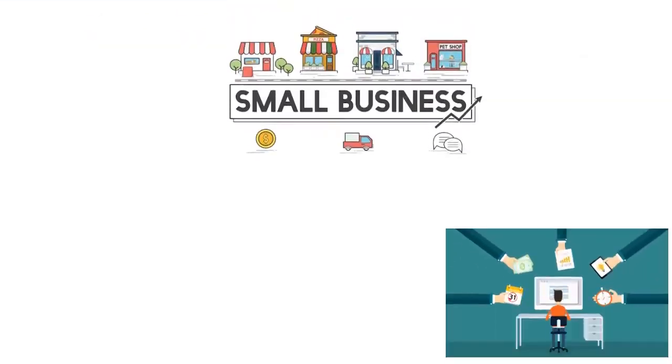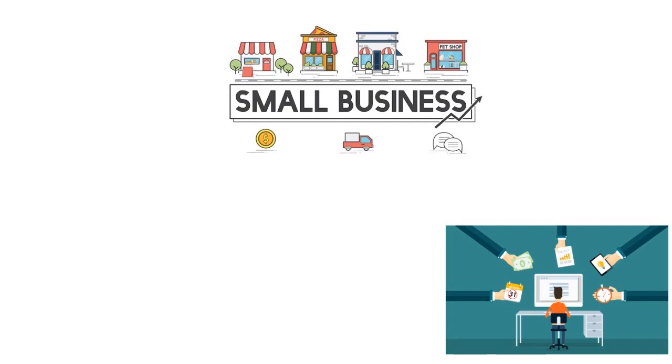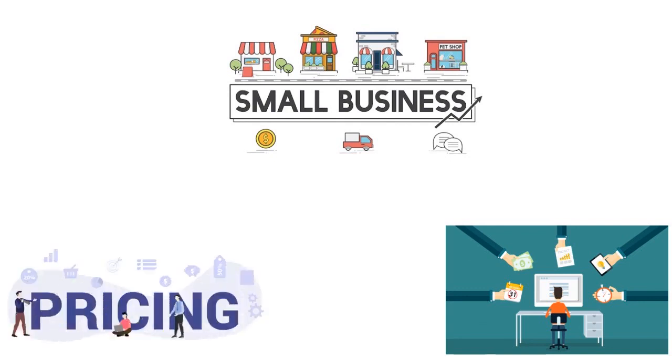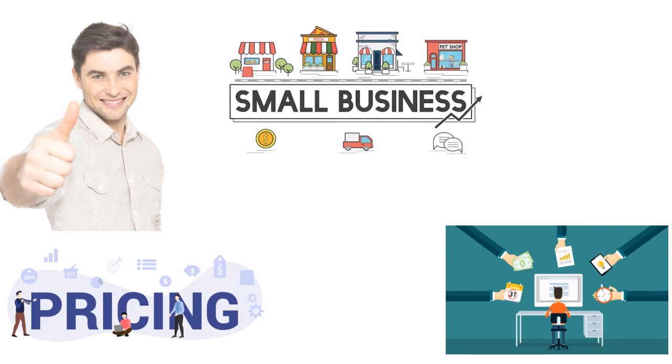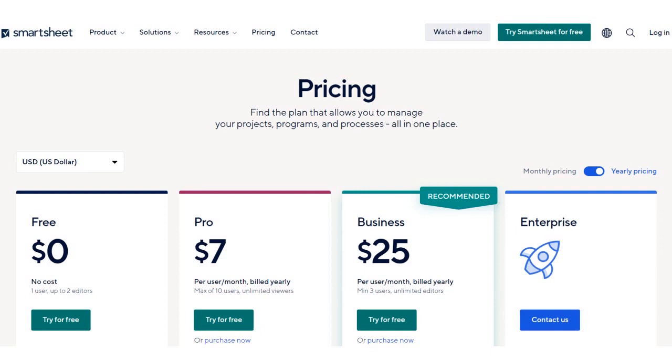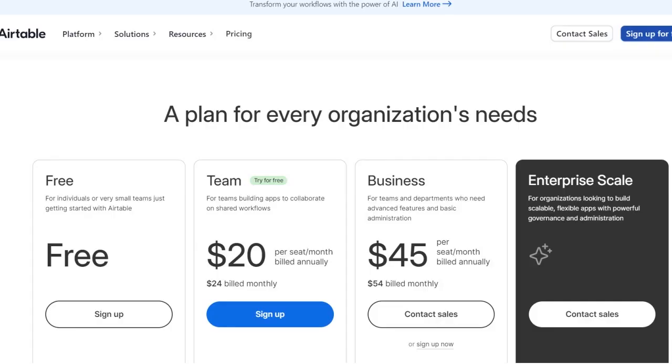So if you are a freelancer and you want to write a business plan, we would say that when it comes to pricing only, Smartsheet seems to be a better option because it's cheaper. If you remember, when we showed the pricing for Smartsheet, you have $7 and $25. The business plan is costing you $25, whereas Airtable is charging you $45 for the business plan.